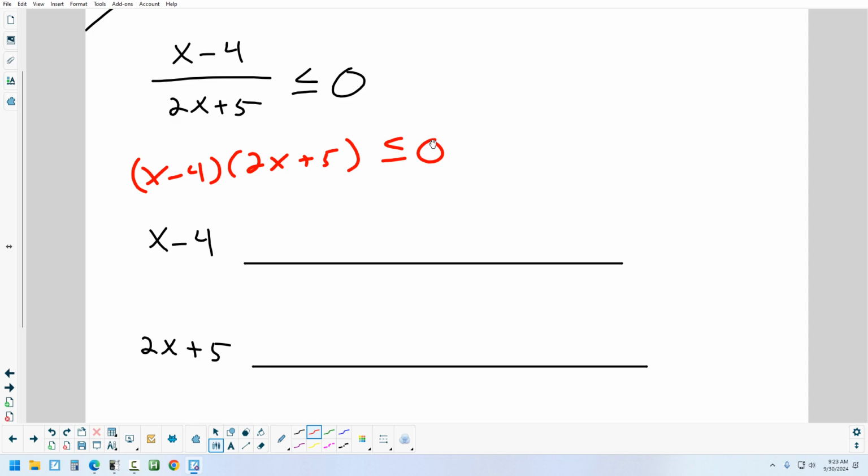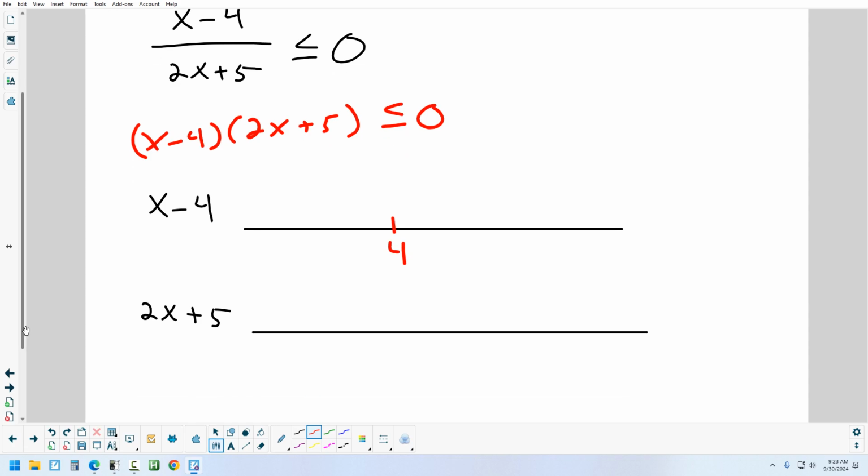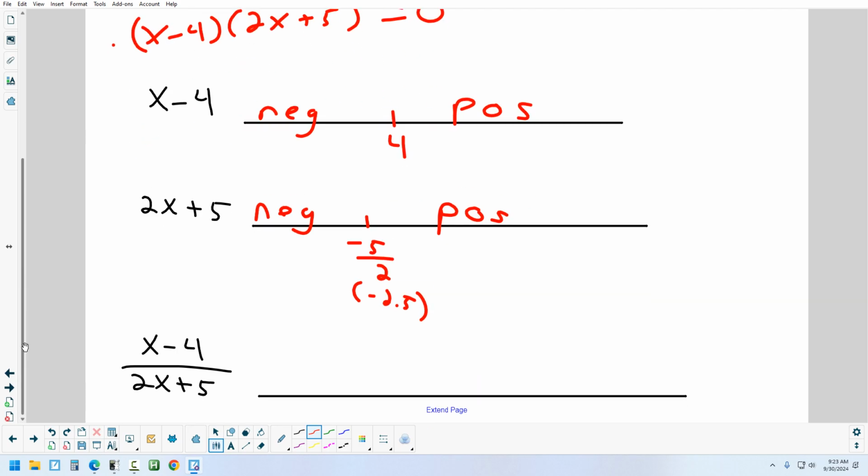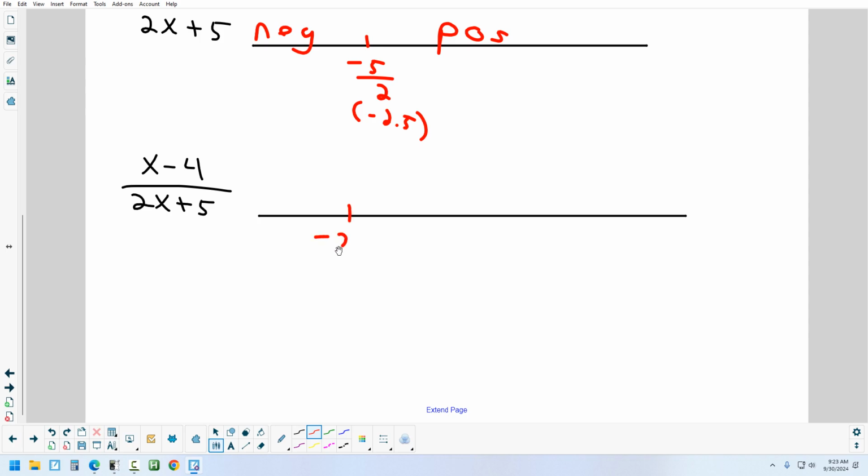All right, so the root here is 4. The root here is negative 5 over 2. Negative 2.5. If you plug in a number lower than 4, negative. Higher than 4, positive. Lower than negative 2.5, negative, positive. When you put it all together, so far, whether we were doing the problem in red or the problem in black, we've done the same thing. Even this step is still going to be the same. Negative 2.5, positive 4.